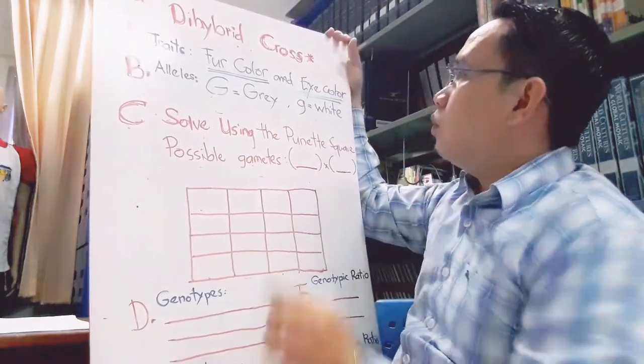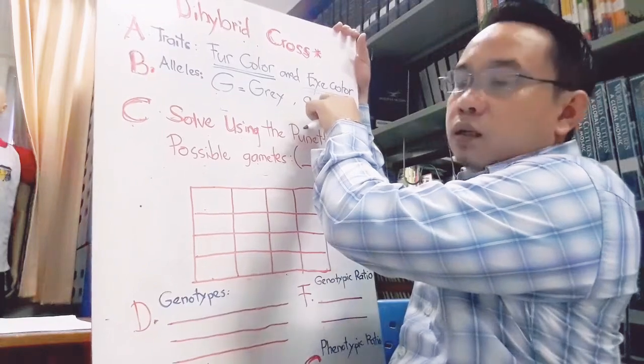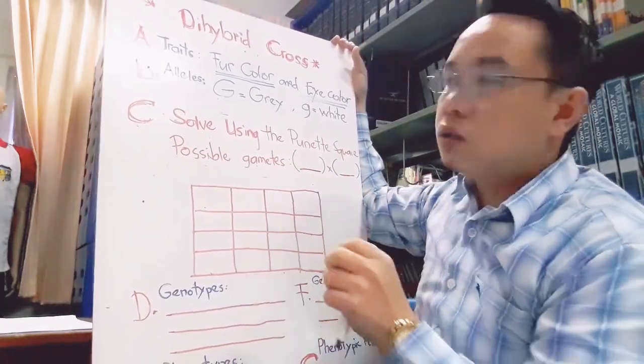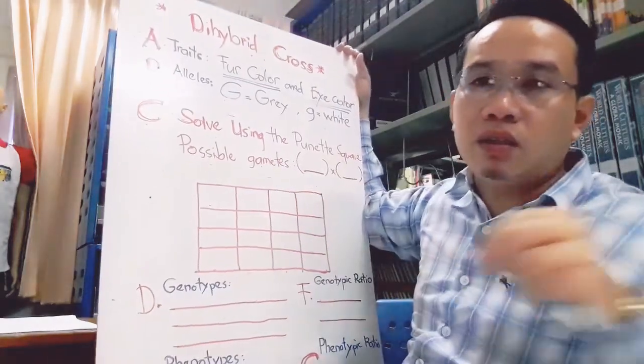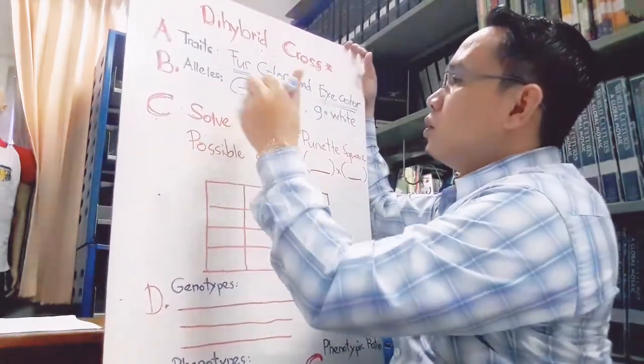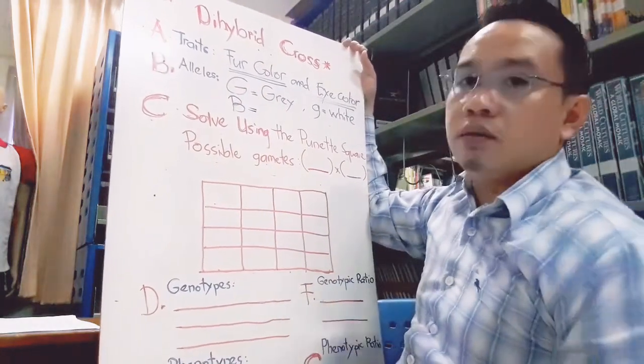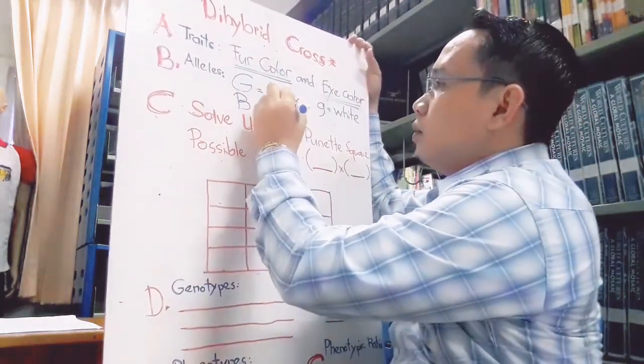This time, we are going to get the allele of eye color, which is part of the second trait in this dihybrid cross according to the given problem. So we will use capital B, which is dominant. Alright? So it stands for black.